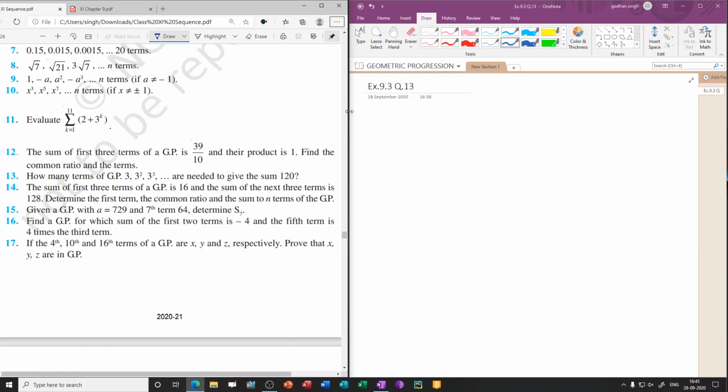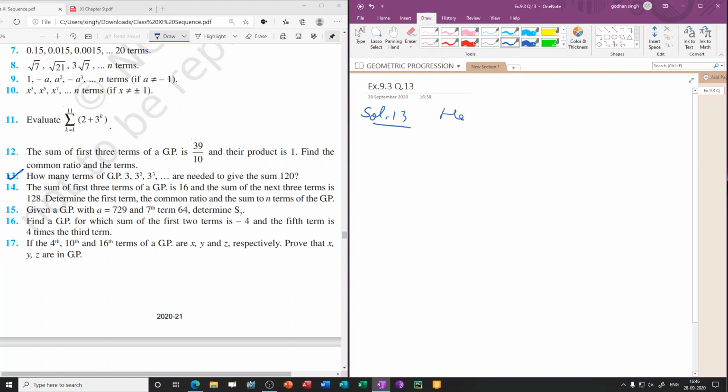Exercise 9.3, question number 13. How many terms of the GP 3, 3 square, 3 cube, and so on are needed to give the sum 120? Here it is given that it is a GP and we know how to find R. So let us solve this question number 13. Solution number 13.